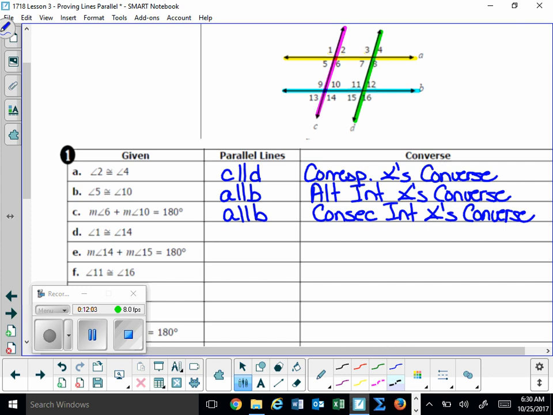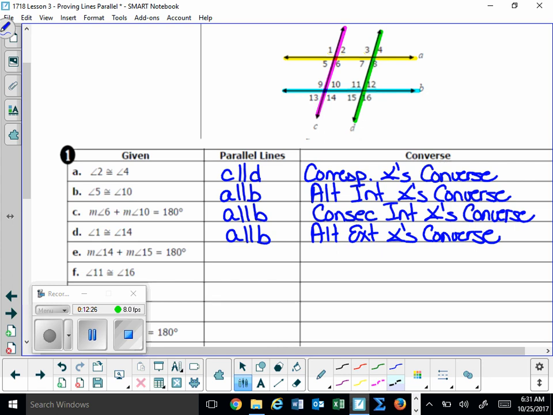1 is congruent to 14. 1 and 14 are also on my purple transversal, line C. They are alternate exterior angles. So again, A is parallel to B. Alternate exterior angles converse.